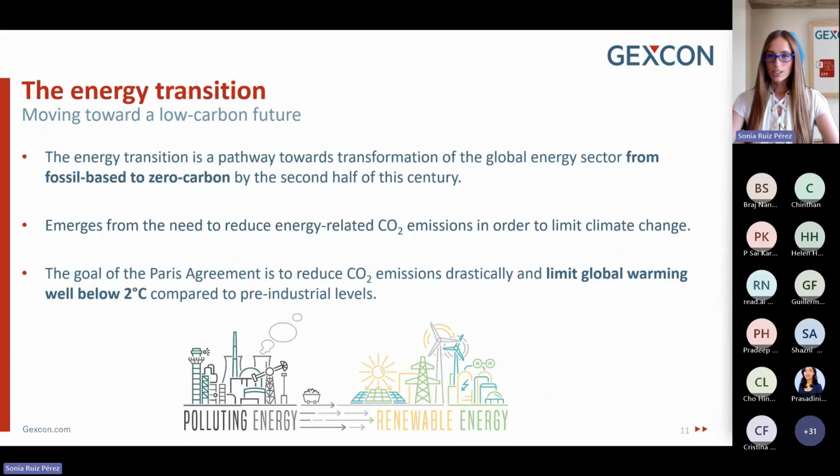The energy transition is a global shift aimed at moving away from fossil-based sources to zero-carbon alternatives, with the goal of reaching this transformation by 2050. The primary aim of this shift is to reduce carbon dioxide emissions significantly, helping to keep global warming well below 2 degrees Celsius compared to pre-industrial levels. This transition, as you know, is very critical for addressing climate change and building a more sustainable energy future.